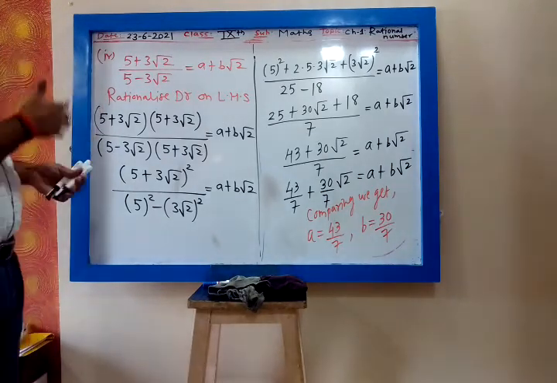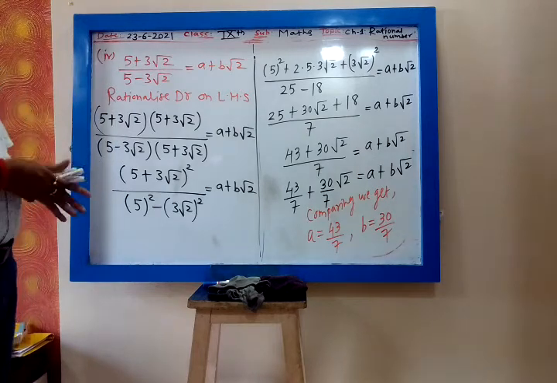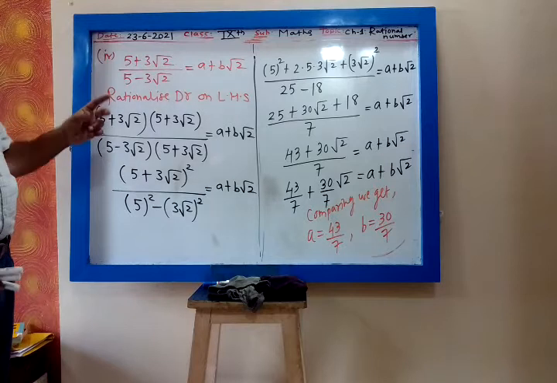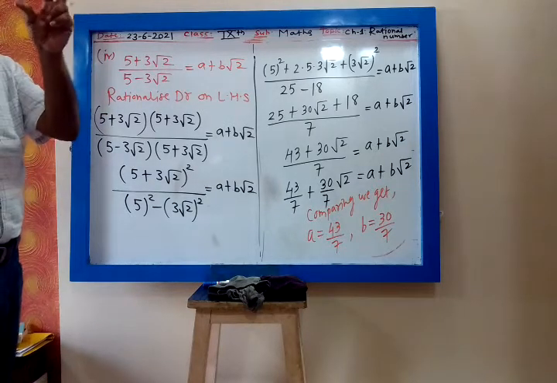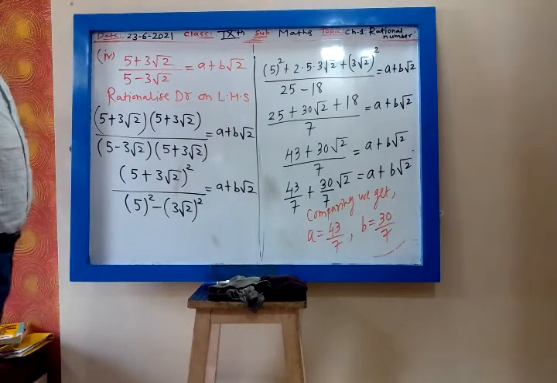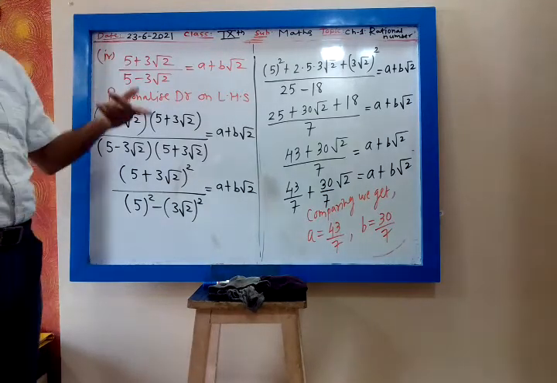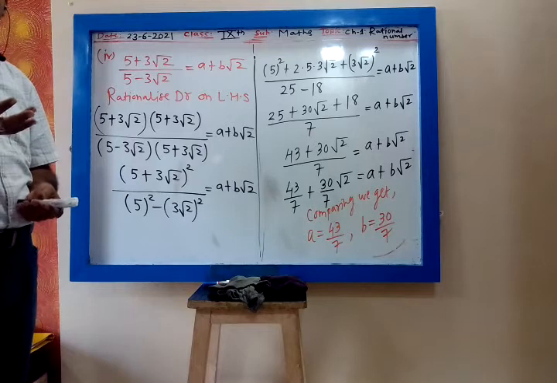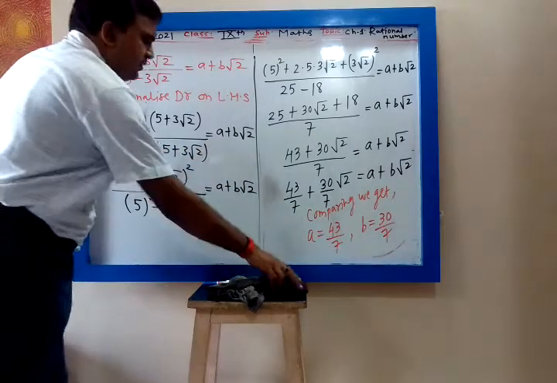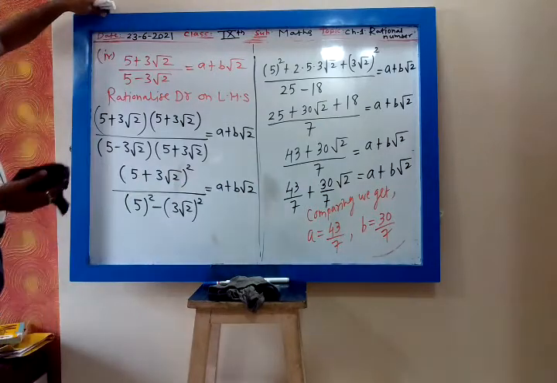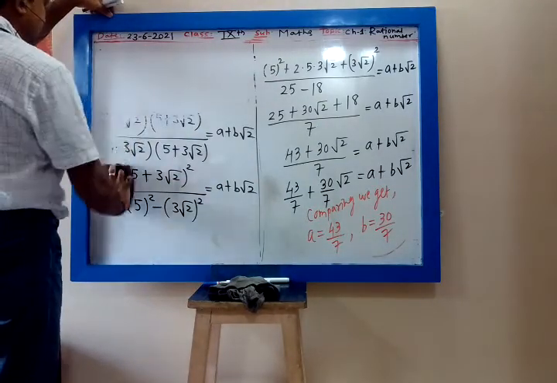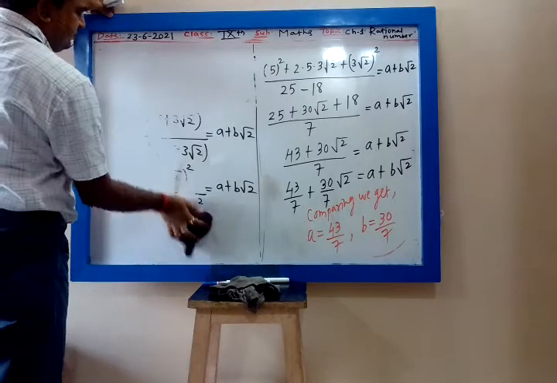Understood? So whenever you get a division of 2 irrational numbers, the working method is to rationalize the denominator. Whichever problem you see with a division of 2 irrational numbers, your first job is to rationalize the denominator and simplify. That's all. Now let us solve the fifth question. These types of problems are important.